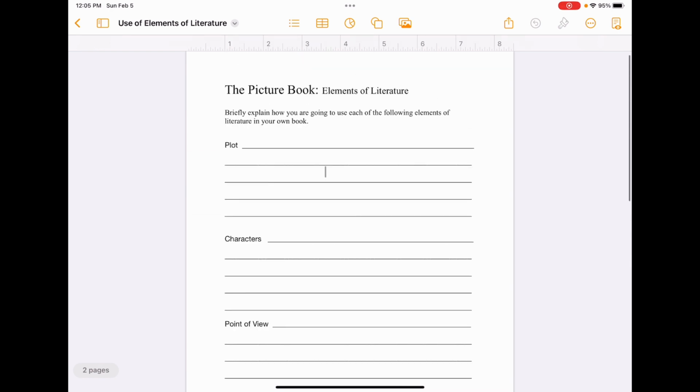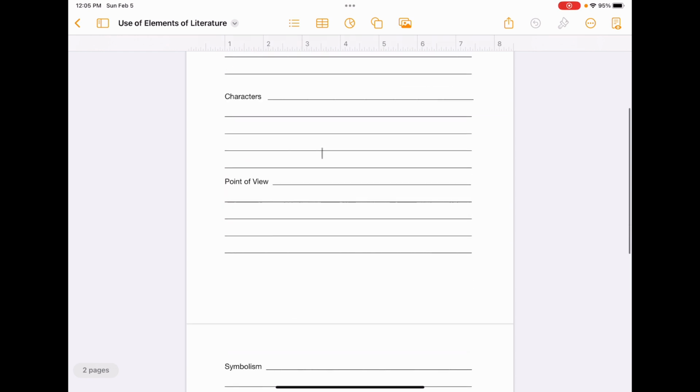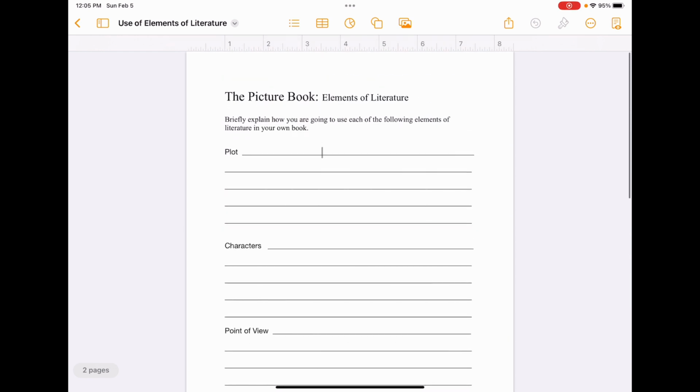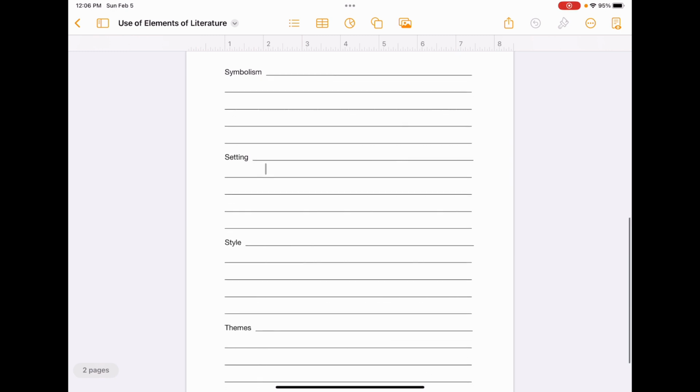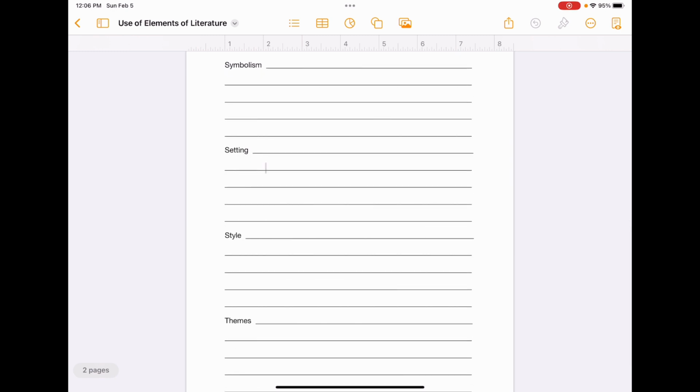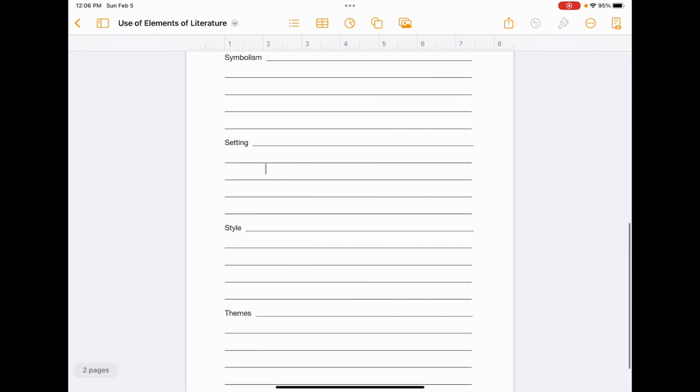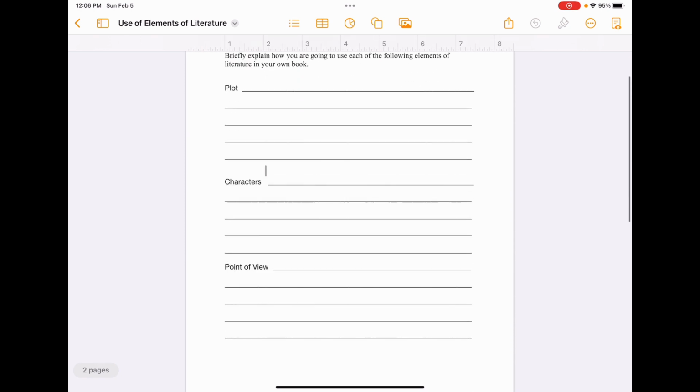It has to have a plot. It has to have characters. It has to have a point of view. So all 7 of those need to be found in your story. They need to be used in your story so that you can write about them when you're doing your research paper. If you're missing one of these, that means you're ultimately going to be missing a body paragraph, and that's going to affect your final grade on the essay. So all 7 of these have to be there.